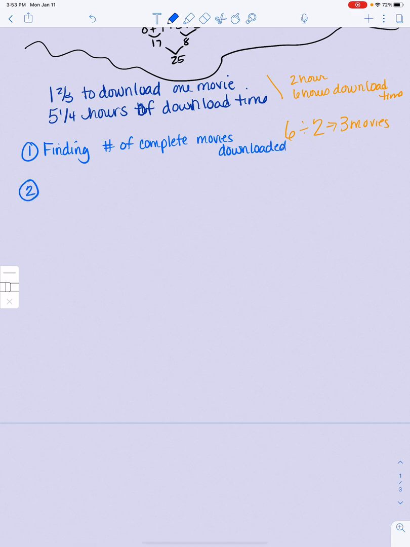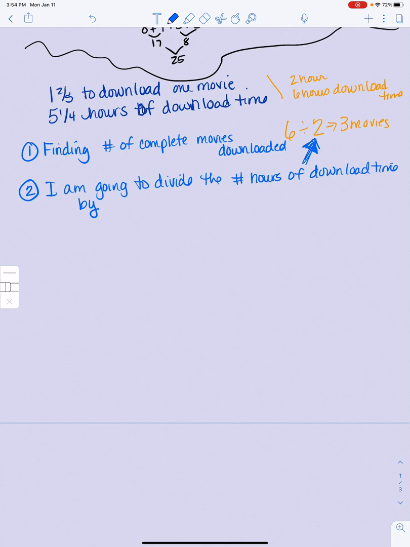Number 2, they are asking, what is your mathematical process that you use to find your answer? Well, that's why I did this, because I needed to think about what mathematical process I'm using. I am going to divide the number of hours of download time by the amount of time it takes to download a movie.